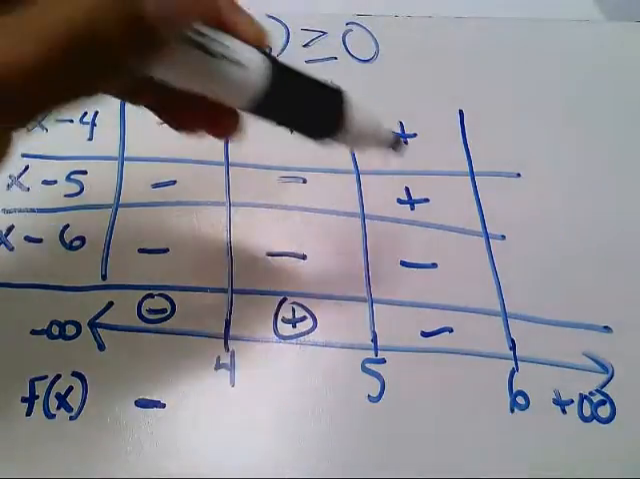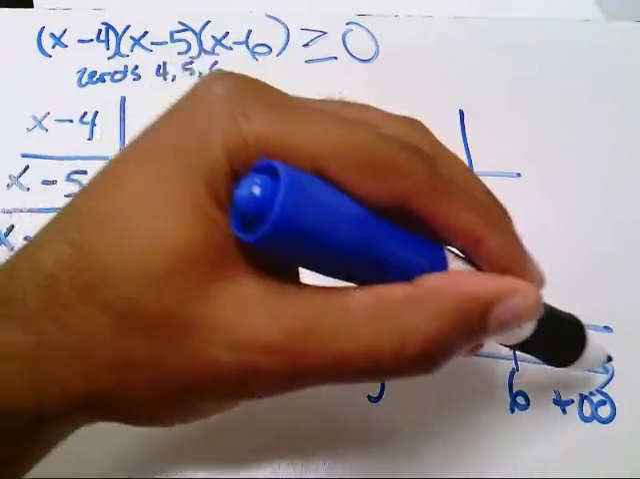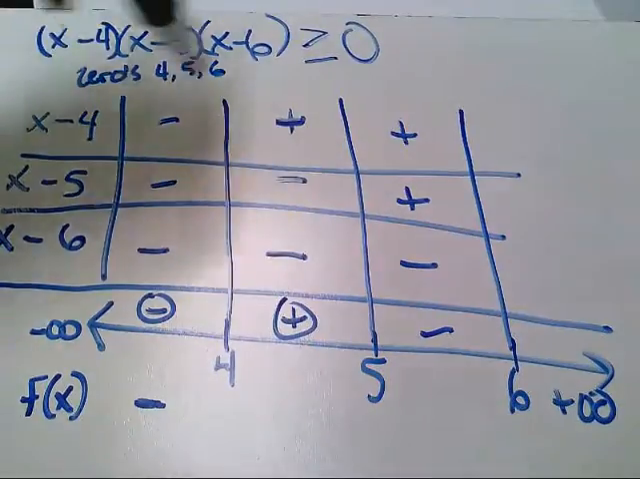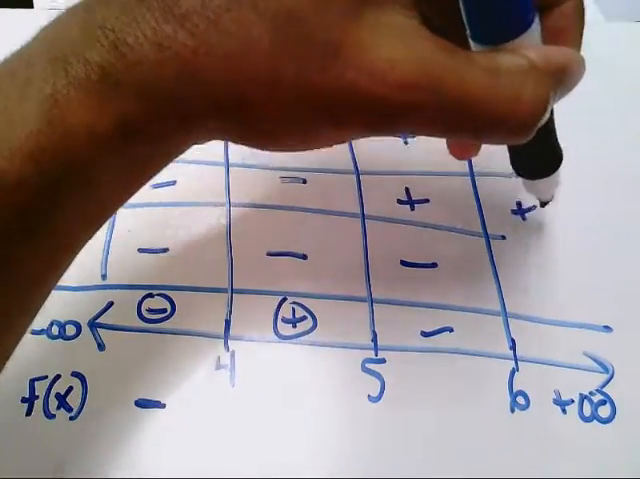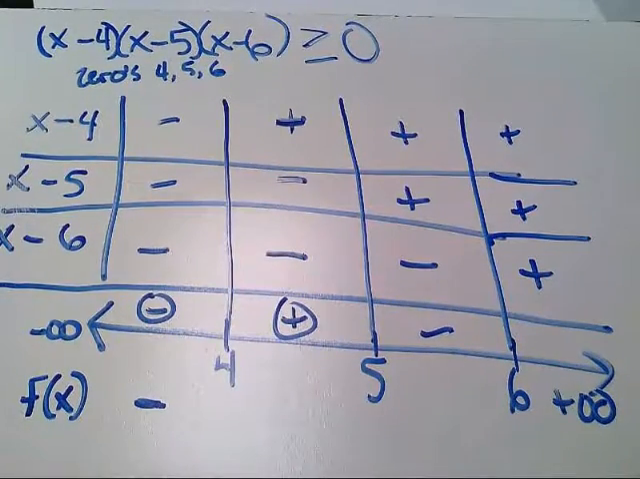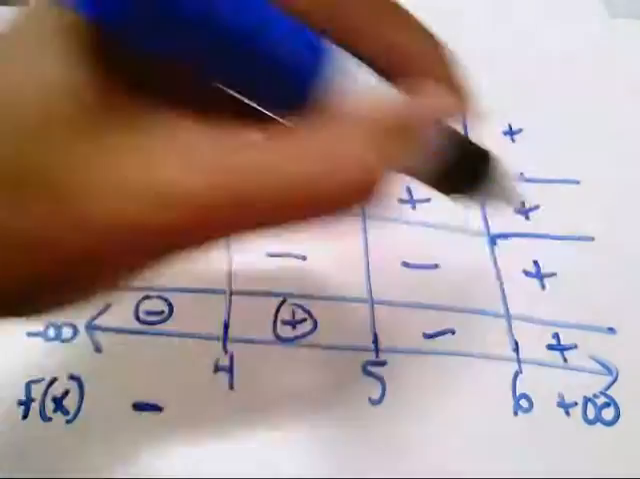And then finally, if we choose a number that's greater than 6 going out towards positive infinity, if we choose 10, 10 minus 4 is going to end up being positive, positive, and positive. So we only want to know what the sign is going to be when we plug those numbers in. So we end up with a positive here.